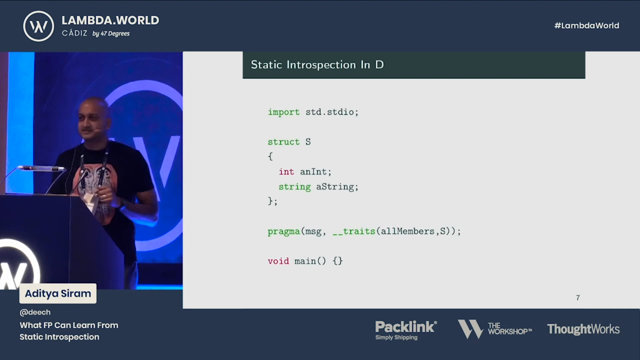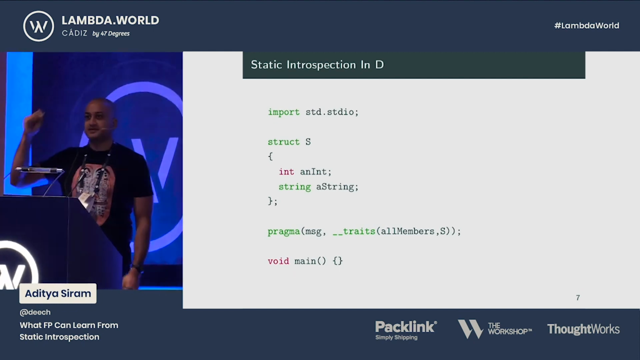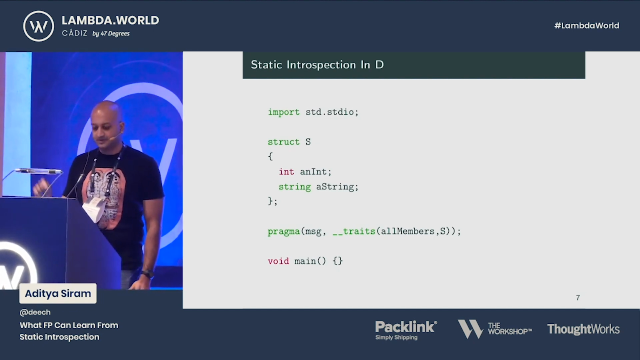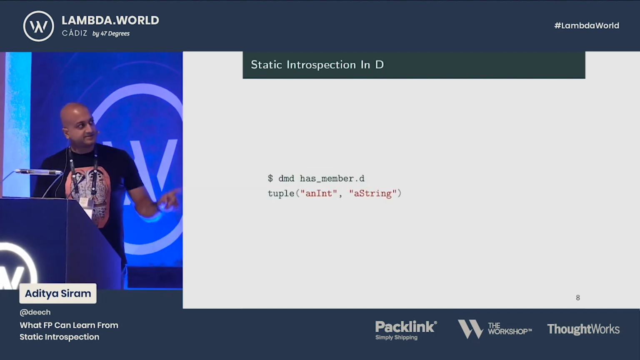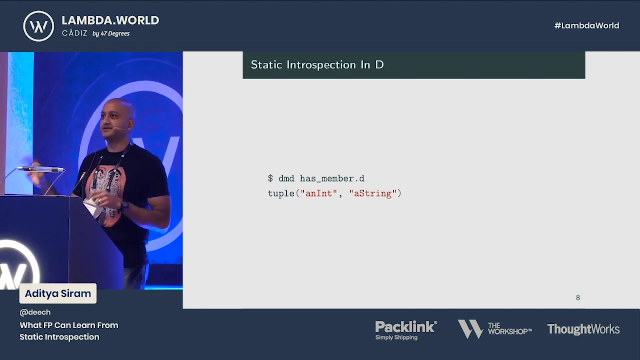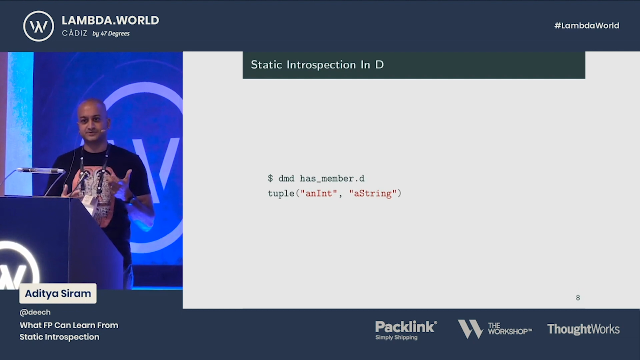And I have a compile time message that says, at compile time, reflect on the shape of this struct and print out all of the members. So at compile time, it prints out a tuple of an int and a string, which is what those two field members are.